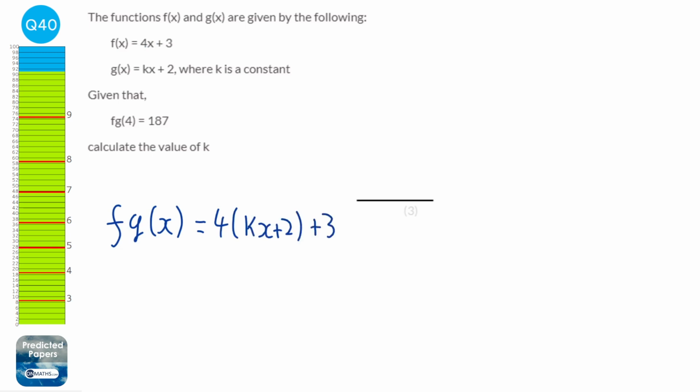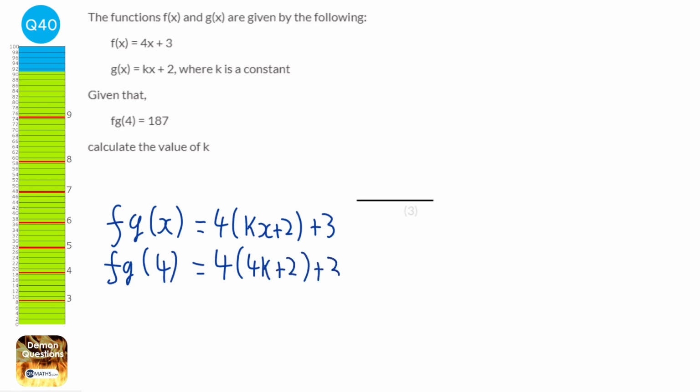Now this says that fg, when 4 is put into it, it gets an answer of 187. So when 4 is put into it, well, let's put that 4 into it. So 4 brackets, and it's k times 4, so that's 4k, plus 2, plus 3, and it says that that will equal 187. So we've actually got something we can solve here.